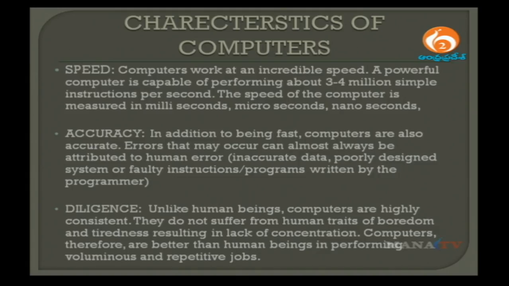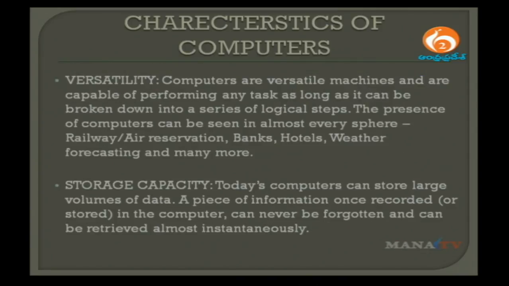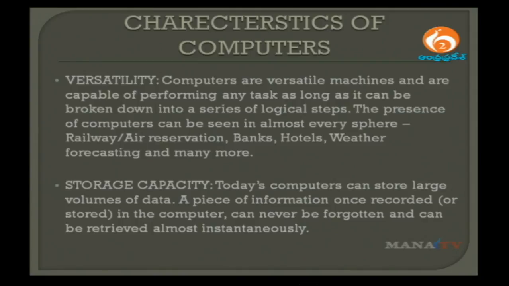The third point, which is very important in the characteristics of computer, is diligence. Now let us go to the next point, that is versatility. What is versatility? It is always a question for everybody. So before I go ahead with versatility, let us review the first 3 points we have learned in the characteristics of computer. The first one was speed, the second was accuracy, and the third was diligence. Now let us go to the last but one point, versatility.